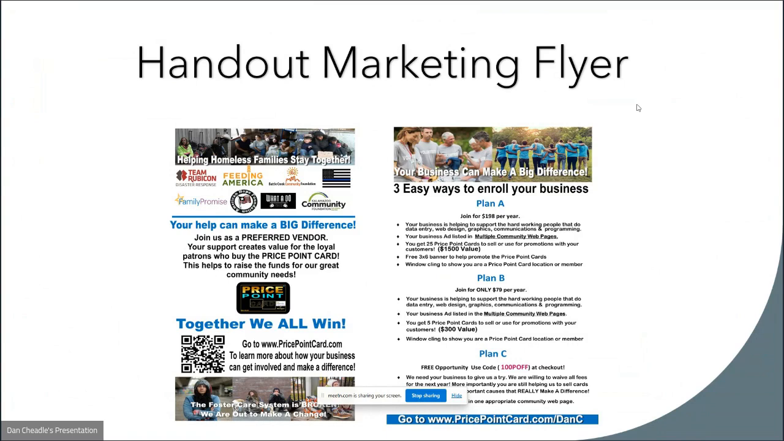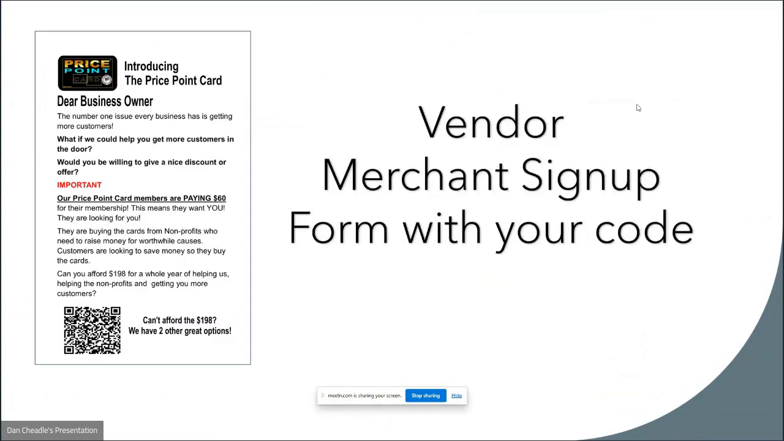And there's a QR code that people can scan and it takes them to your own landing page. And we'll talk about that in a second. And then on the right, we have our three different ways that people can get started with us. And it describes what they get for each package A, B, and C. And then we have vendor merchant sign up.